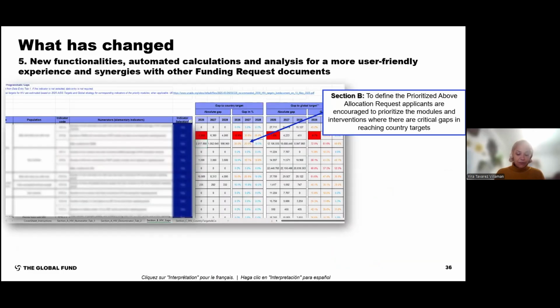Hence, orange and red font colors in automated calculations of gaps in Section B should be considered by the applicants to prioritize modules and interventions for the PAR.